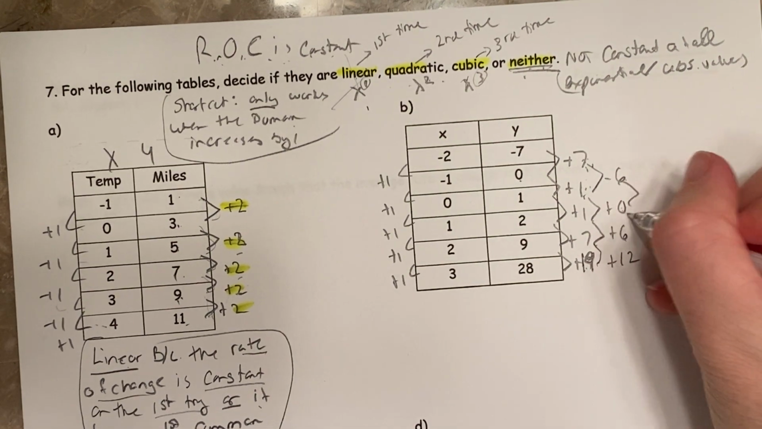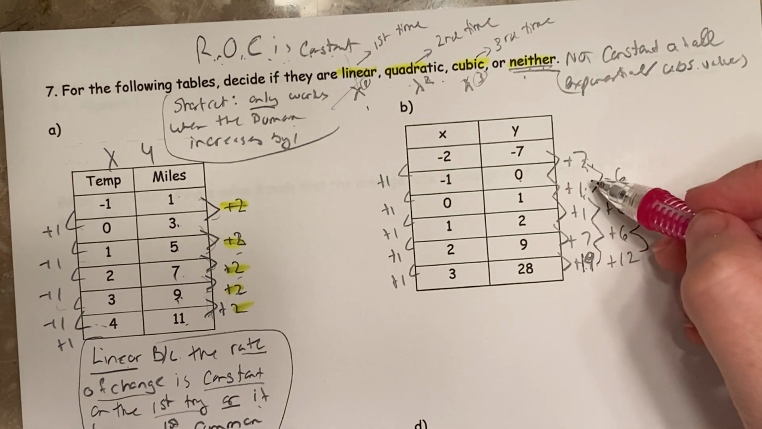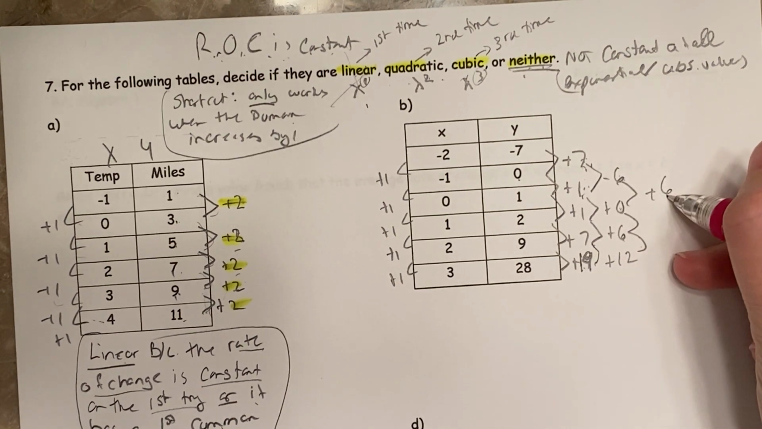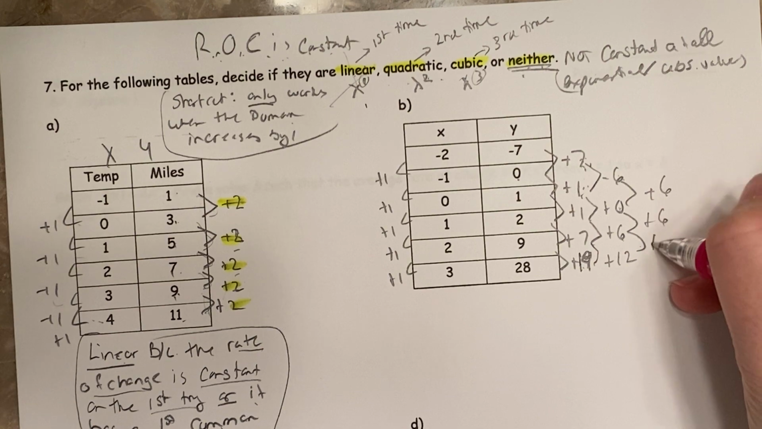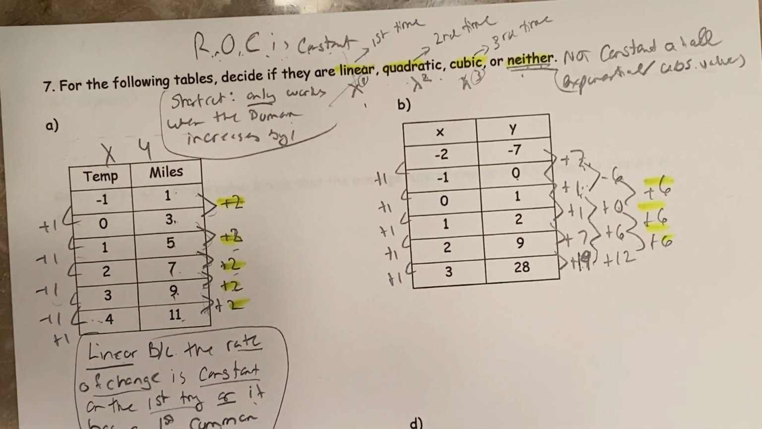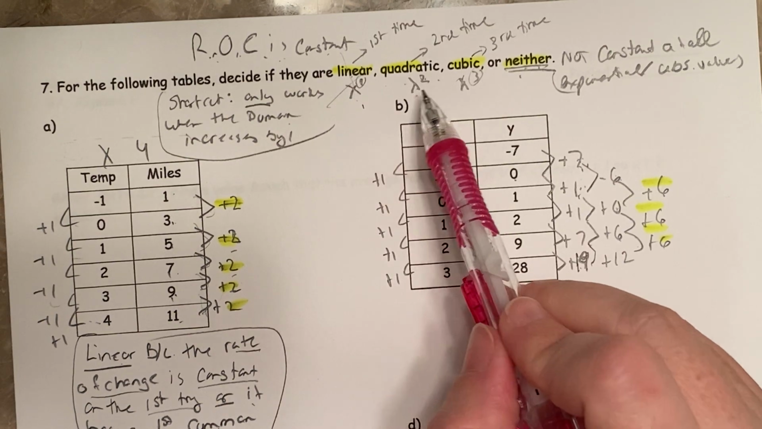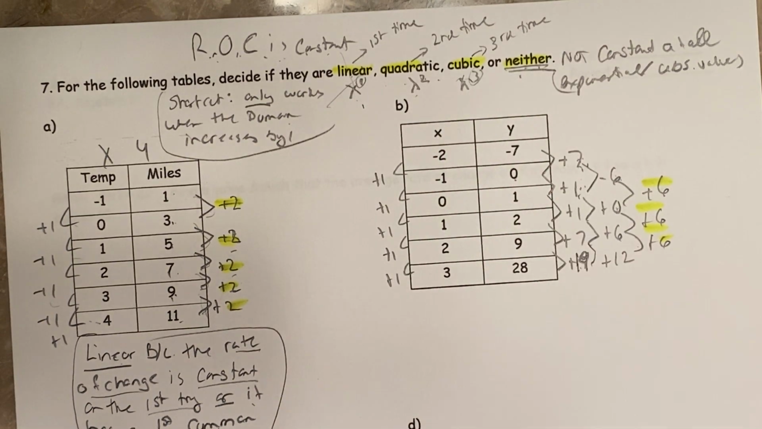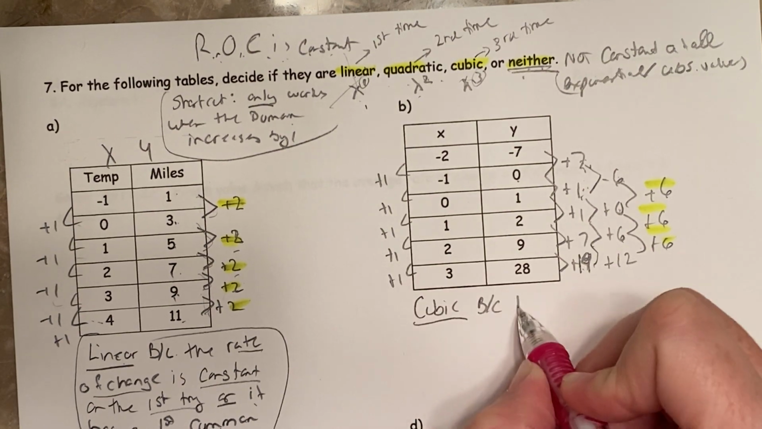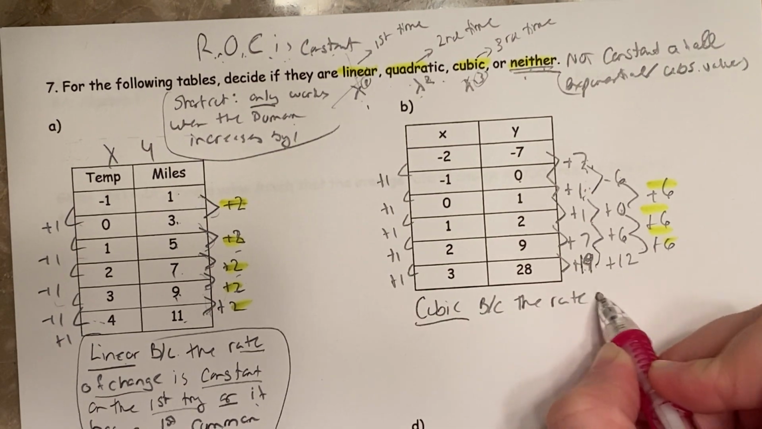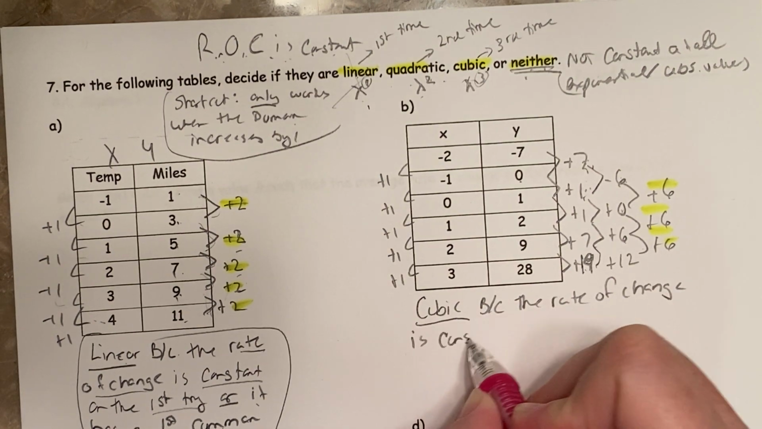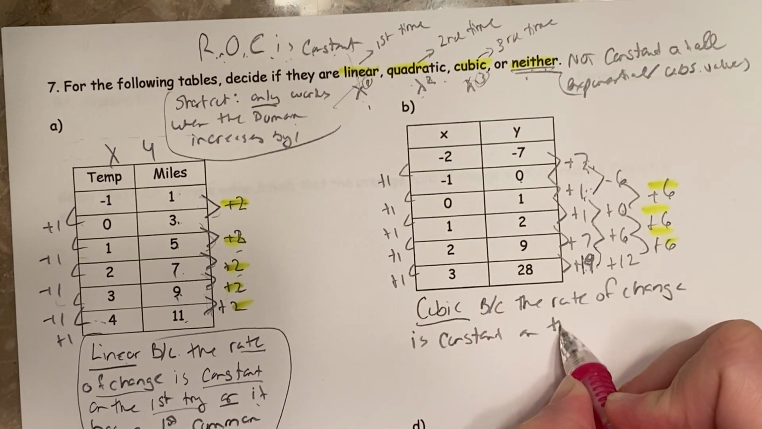Okay, last one. Let's see if it works this time. So -6 to 0, 6. And look at that. Oh, constant on the third time. So which one was third? Which one's got the 3? That is your cubic. So here we go. It is cubic because the rate of change is constant on the third try.